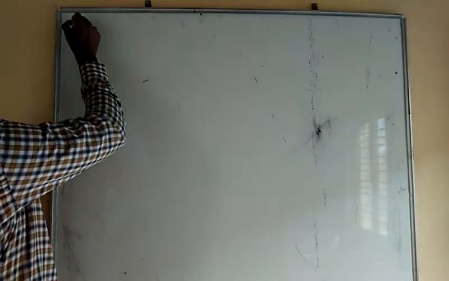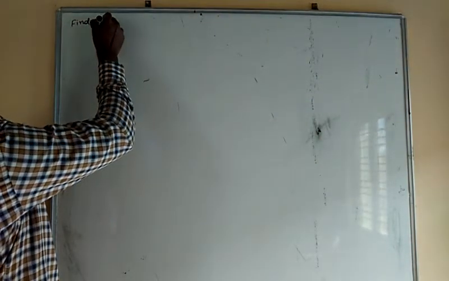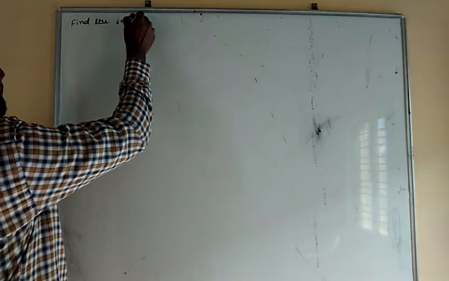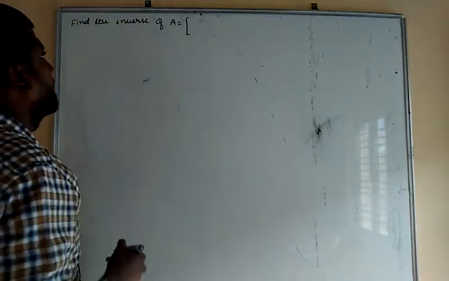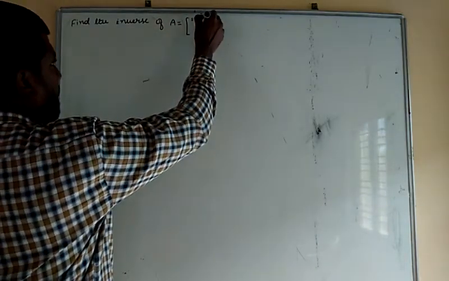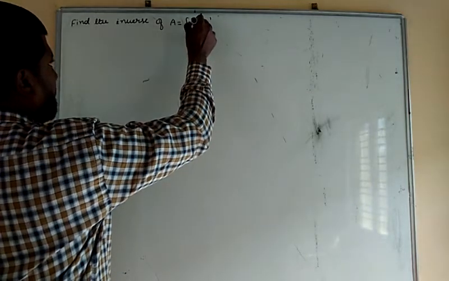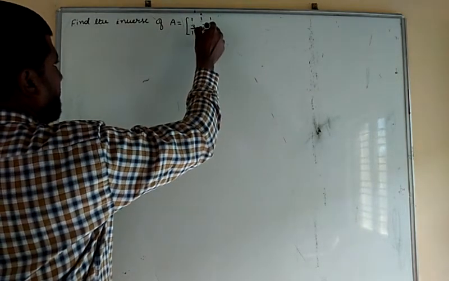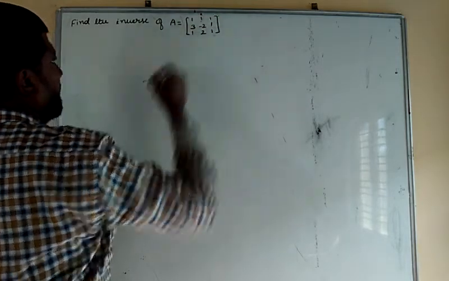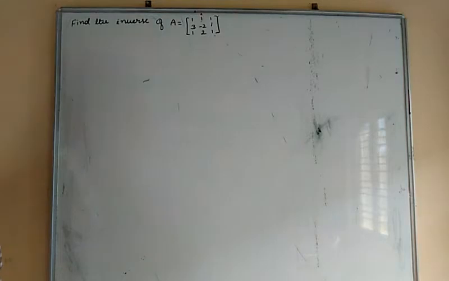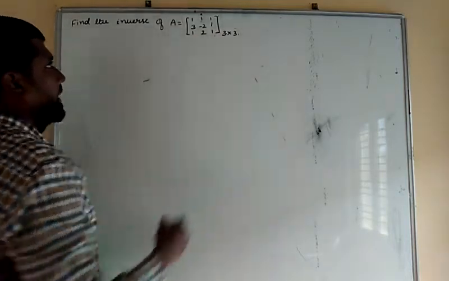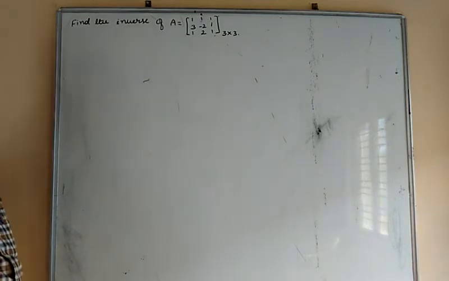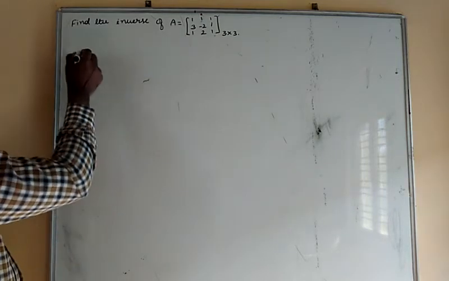So let us go for the next one. Find the inverse of A, where A is 1 1 1, 3 minus 2 1, 1 2 1. Here the given matrix is of order 3 cross 3, so let us find the inverse of the 3 cross 3 matrix. To find the inverse, we should first find the adjoint. So let us take the given matrix.